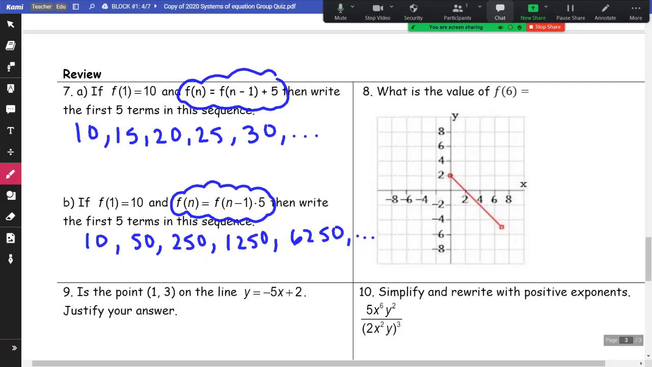On number 8, they want us to find f of 6, and f of 6 is basically saying, hey, 6 comma what? So I'm going to go to where my x is 6, and I want to see where it is. And you see right here, this is where my x is 6, and that's at negative 4. So this would have been at 6 comma negative 4, which means my answer is negative 4. That is your answer.